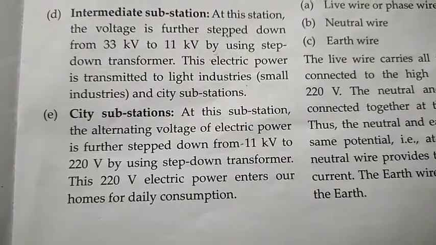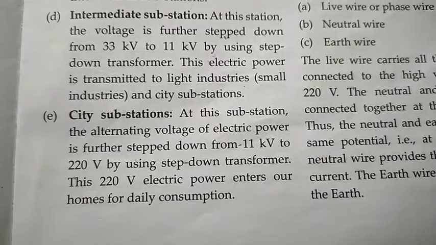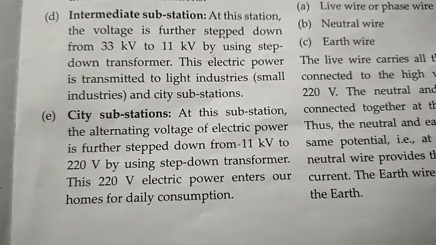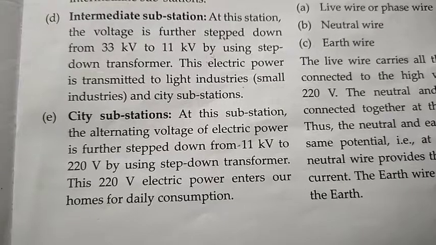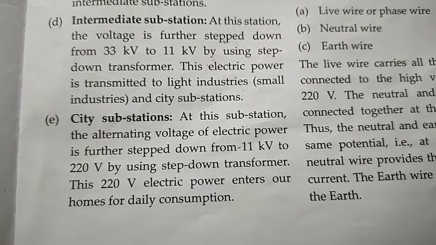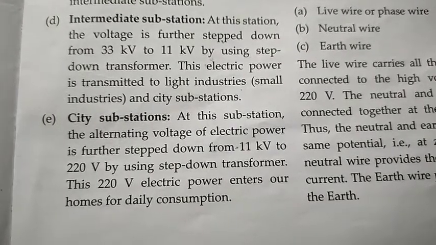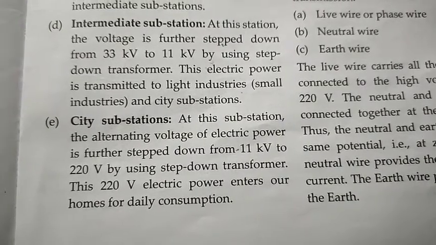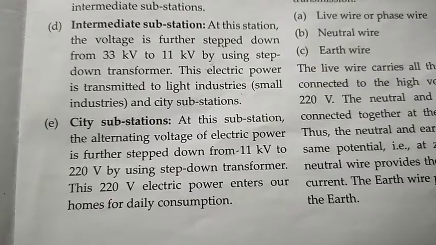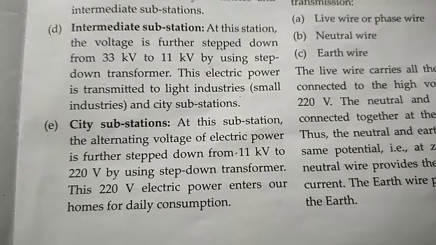Now, city substations. At this substation, the alternating voltage of electric power is further stepped down from 11 kilovolt to 220 volt by using step-down transformer, and this 220 volt electric power enters our homes for daily consumption. So the voltage that reaches our home is 220 volt.